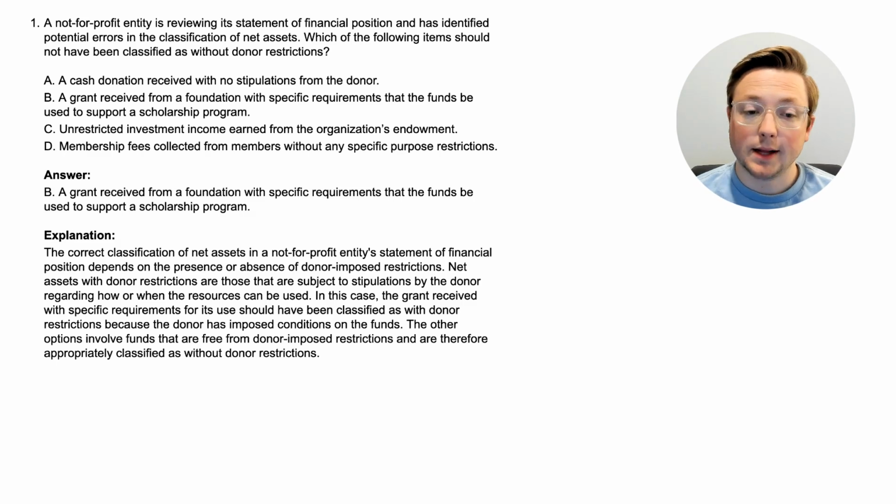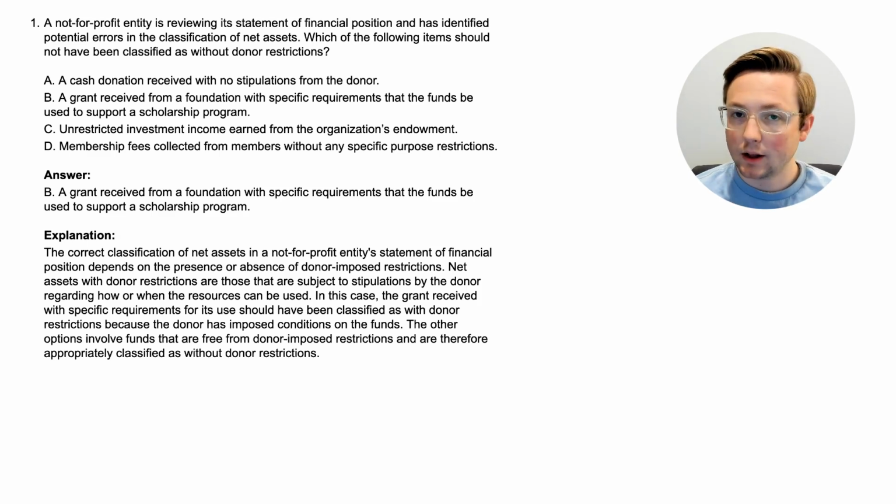Okay, and we are right. The answer is B, a grant received from a foundation with specific requirements that the funds be used to support a scholarship program. Okay, let's read through this. The correct classification of net assets in a not-for-profit entity's statement of financial position depends on the presence or absence of donor-imposed restrictions. Net assets with donor restrictions are those that are subject to stipulations by the donor regarding how or when the resources can be used.